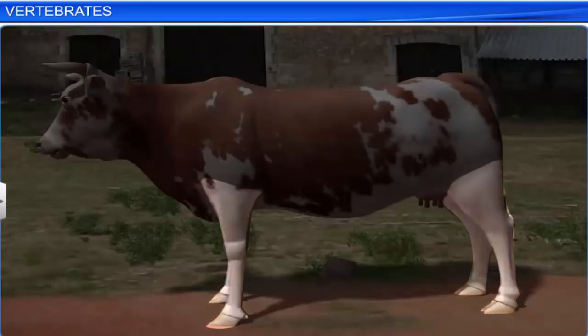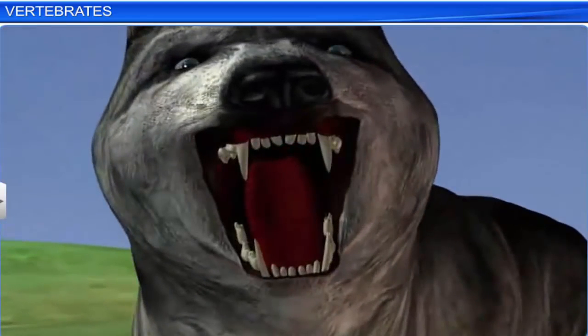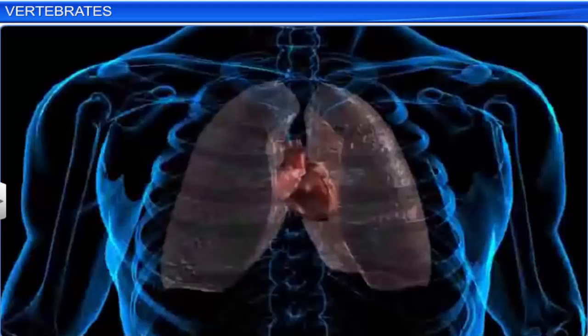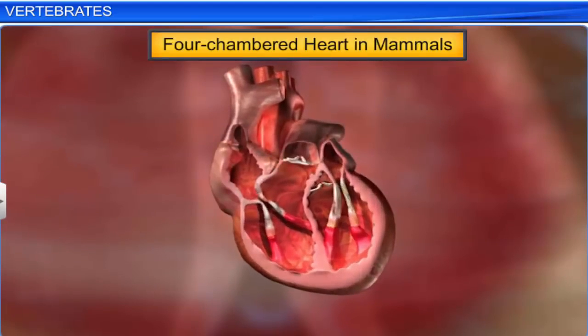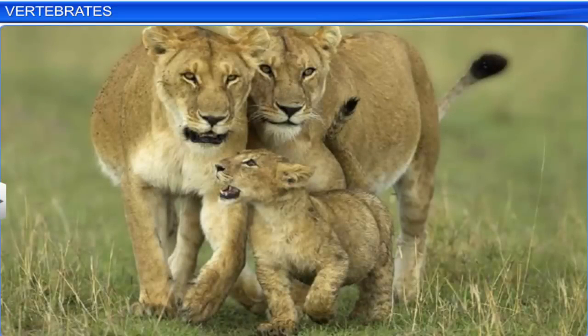They also have 2 pairs of limbs and 1 pair of external ears or pinnae, along with different types of teeth to tear, bite, cut, and crush. Mammals respire through lungs. They are warm-blooded and have a 4-chambered heart. In mammals, the sexes are separate and fertilization is internal. They are viviparous. However, some are oviparous and exhibit direct development.